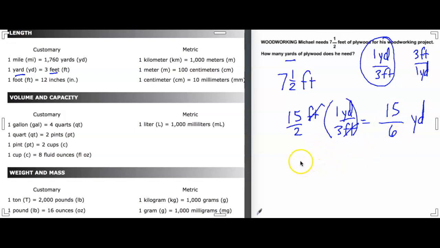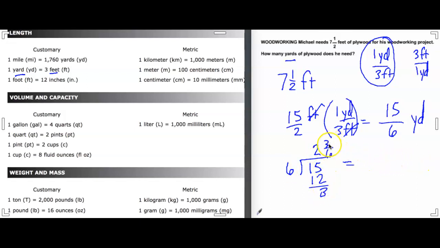So go ahead and we're going to set the problem up. The answer will be in fractional form, not decimal form. So please make sure you do that. Let's go ahead and divide 15 by the number 6. Okay, 6 goes into 15 twice. Subtract the 12. We have 3 as our remainder.